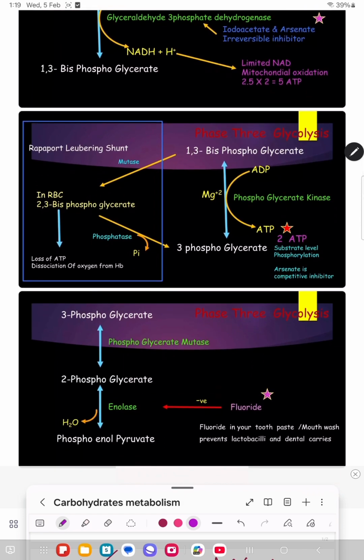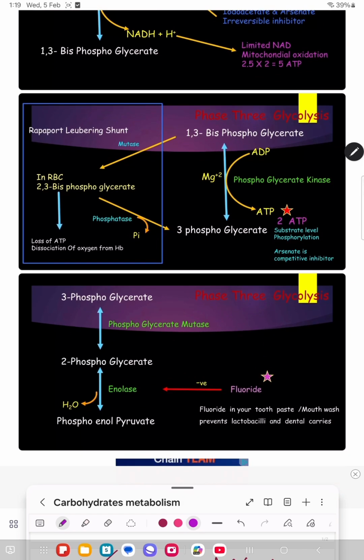And now this 1,3-bisphosphoglycerate will be converted to 3-phosphoglycerate with the help of the same magnesium ion, and here ADP will be converted to ATP. So this is substrate level phosphorylation. You can see that the addition of phosphate is taking place. Two ATP are formed.